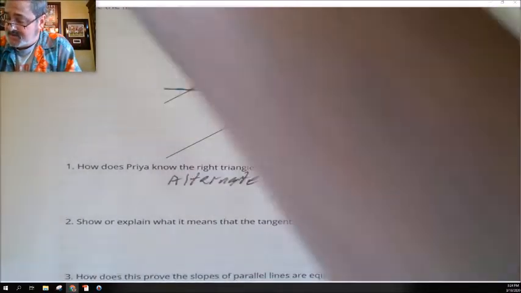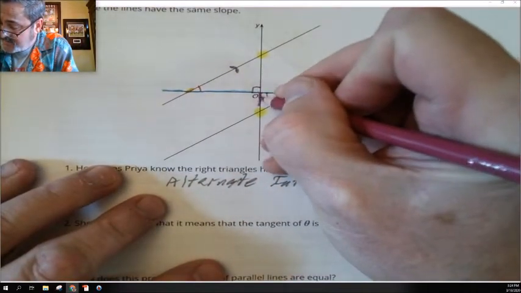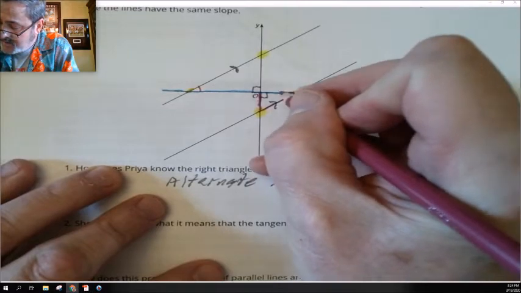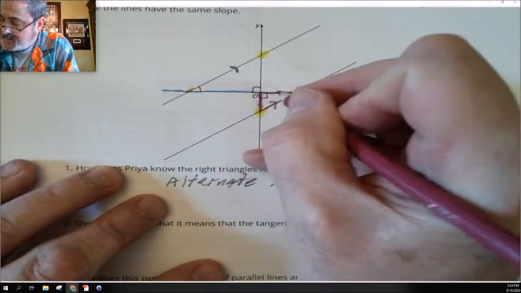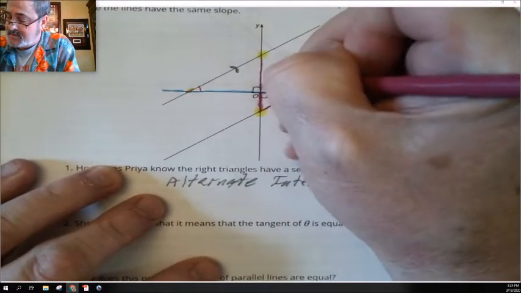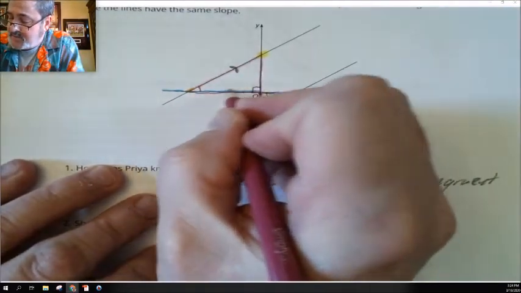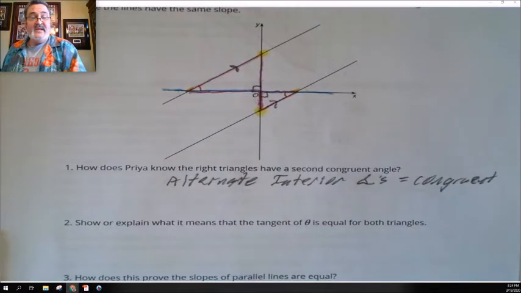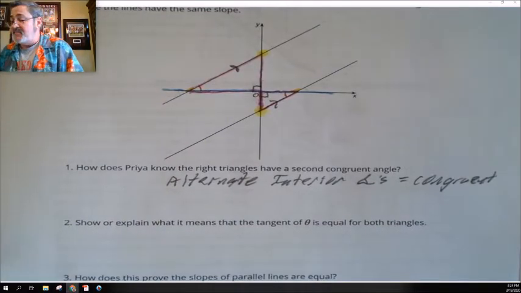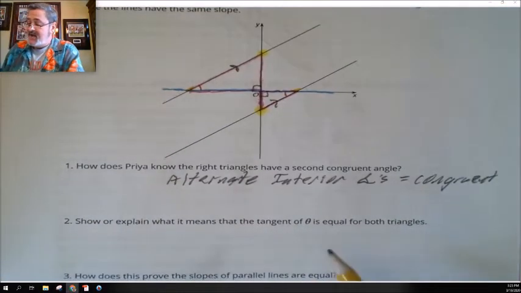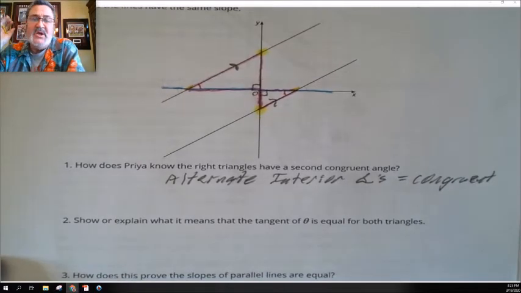And make sure you can see the two triangles we're talking about. We've got this triangle here, that's one of the triangles, and then we have this larger triangle up here. So there's our two triangles. Now, show or explain what it means that the tangent of theta is equal for both triangles. Oh, I thought it would probably put us to do that.